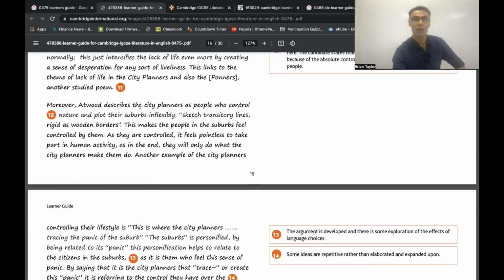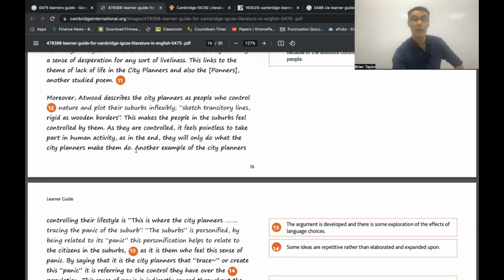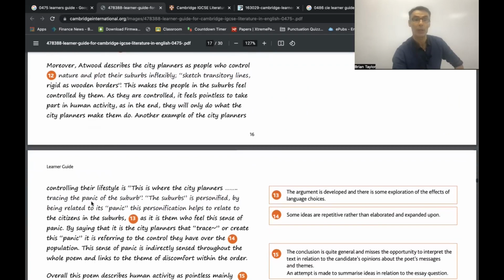"Moreover, Atwood describes the city planners as people who control nature and plot their suburbs inflexibly." So that's the topic sentence. "Sketch transitory lines rigid as wooden borders." "This makes the people in the suburbs feel controlled by the planners. As they are controlled, it feels pointless to take part in human activity, as in the end, they will only do what the city planners make them do." And then another example of the city planners controlling their lifestyle, and then we get the quote here.